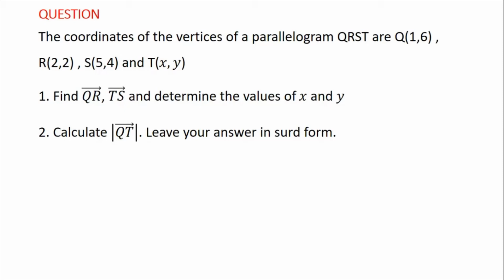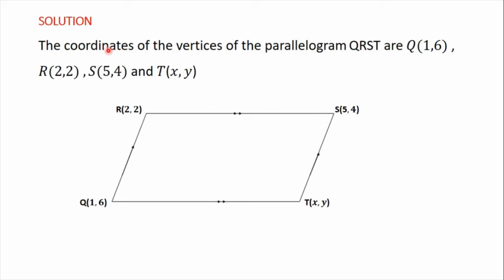The coordinates of the vertices of a parallelogram QRST are Q(1, 6), R(2, 2), S(5, 4), and T(x, y). Find vector QR, vector TS, and determine the values of x and y. Calculate the magnitude of vector QT. Leave your answer in surd form. When you are given a question like this, it is very good to draw a diagram for the question, and that is exactly what we are going to do.